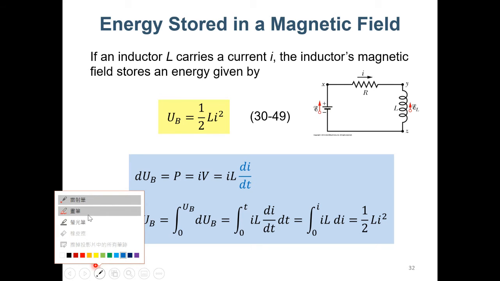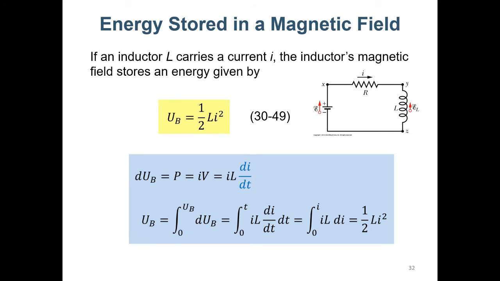For a capacitor, there is a similar equation: UE should be 1/2 CV squared. Just mention that I is the continuous variable for the inductor, and V is the continuous variable for the capacitor. So here we have 1/2 CV squared for the energy stored in a capacitor, and here we have 1/2 Li squared for the energy stored in an inductor.